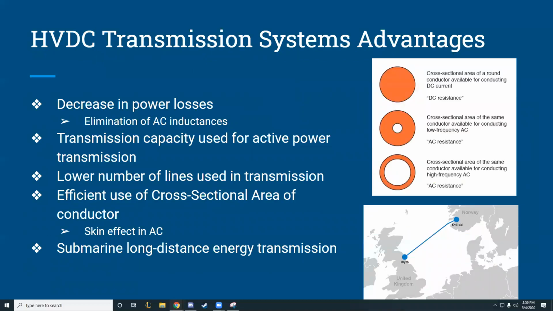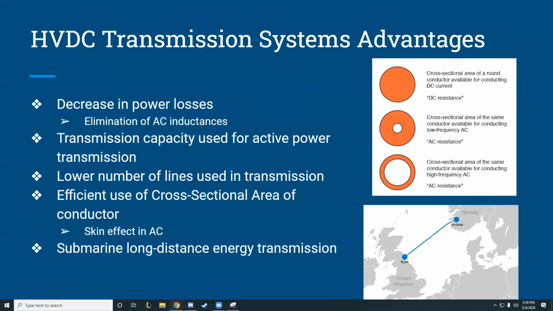Now I'd like to talk about some advantages. Some advantages of high voltage DC are the decrease in power losses, in which we no longer see any inductances, as well as transmission capacity being used for active power or real power transmission. Therefore, we don't have any reactive power.